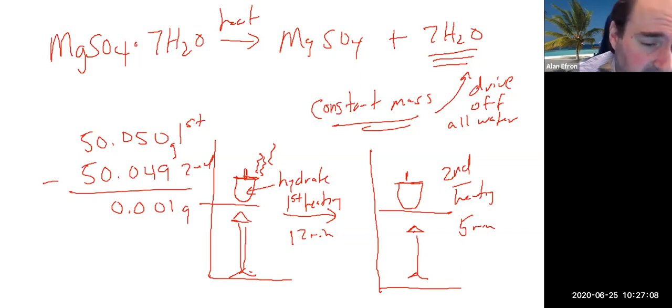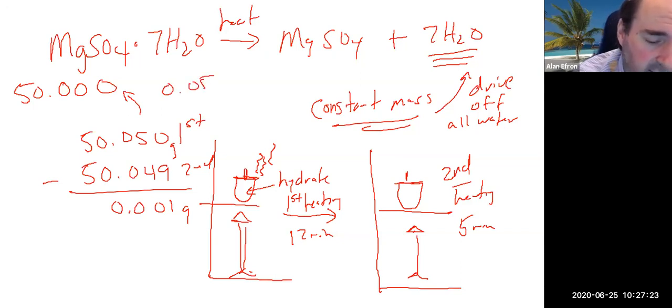Now, if you did your second weighing and you had something like 50.000, the difference between this one and this one being like 0.05 or something like that, which is a lot bigger, that means you might still have water in there. You would have to put it up there and continue to heat. So the idea here is we heat the hydrate, we let it cool down. We always want to let it cool down before you weigh it. You weigh it, you heat it again, you let it cool down, you weigh it. Then you compare those two weighings and see if the masses are pretty much constant.